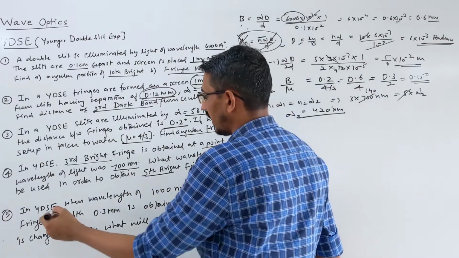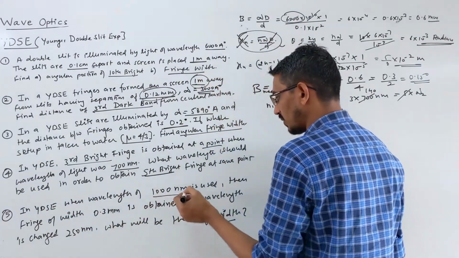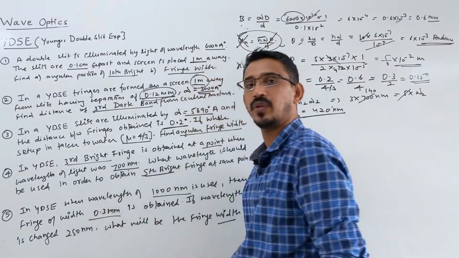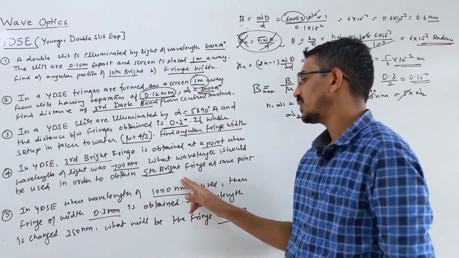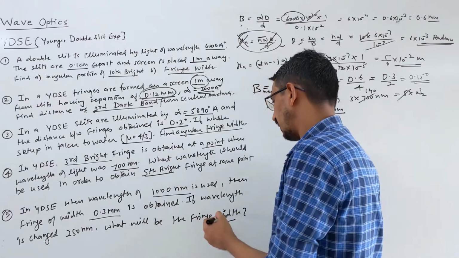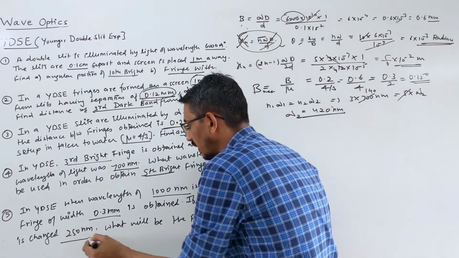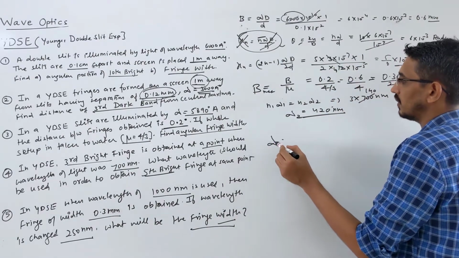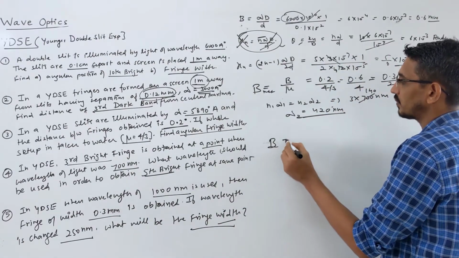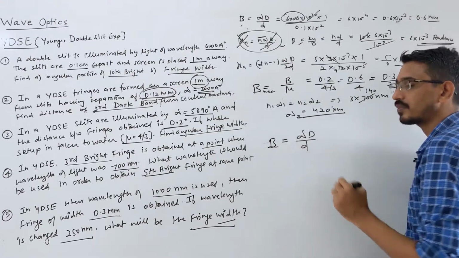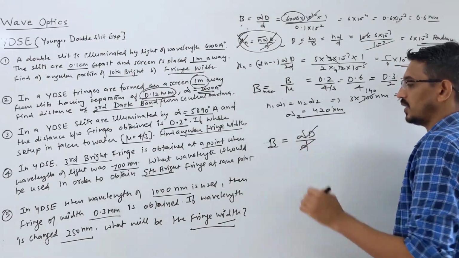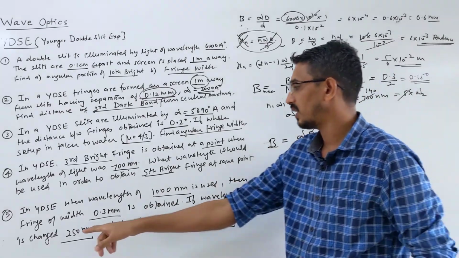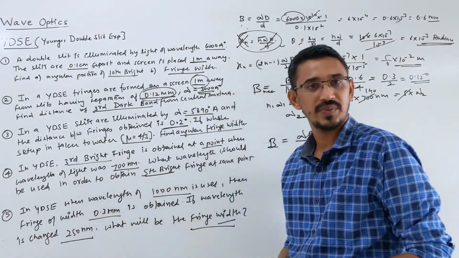They said in a YDSE, when a wavelength of 1000 nanometers is used, the fringe width obtained was 0.3 mm. If the wavelength is changed to 250 nanometer, what will be the fringe width? What is fringe width? Lambda D by d. This is not changing, that is not changing. Fringe width is directly proportional to wavelength. Initial wavelength given, final wavelength given, initial fringe width given, final fringe width they are asking.